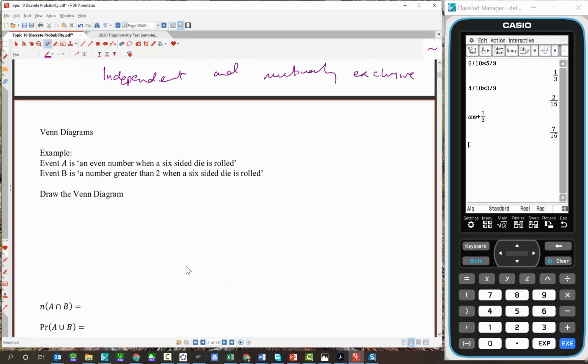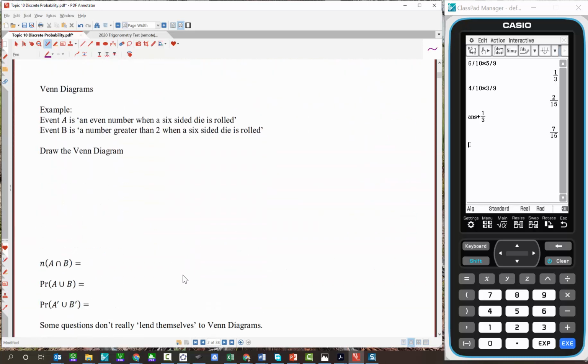Let's have a look at Venn diagrams and look at how they might be used to answer a question. So I've got event A is an even number when a six-sided die is rolled. So 2, 4, 6. Event B is a number greater than 2 when a six-sided die is rolled. So event B is going to be 3, 4, 5, and 6. Draw the Venn diagram.